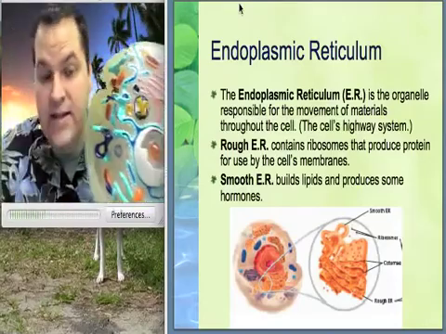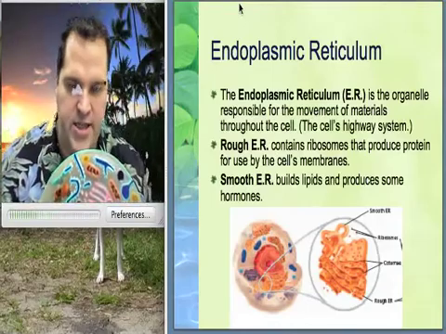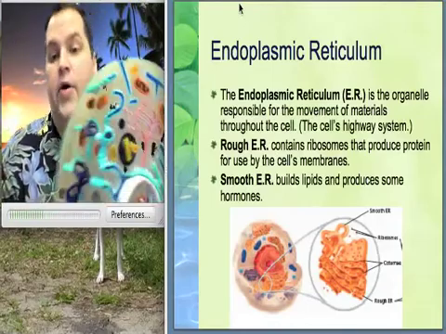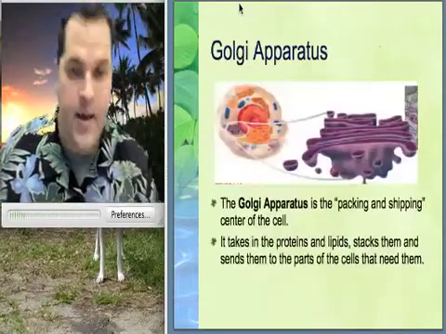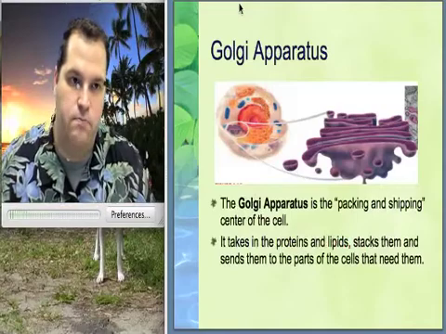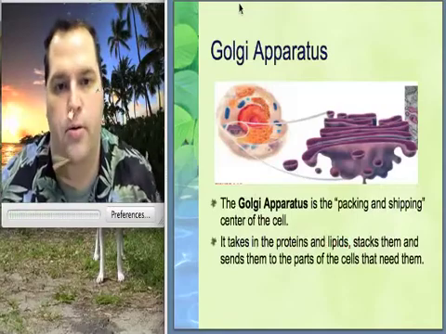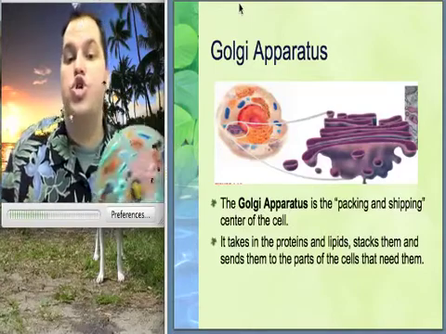And that produces lipids and hormones. The endoplasmic reticulum is the circulatory system, or the highway of the cell. It's what gets stuff from here to there. The next thing is Golgi apparatus, which in my opinion is the most fun to say. Golgi. Golgi apparatus is the packing and shipping part of the cell.